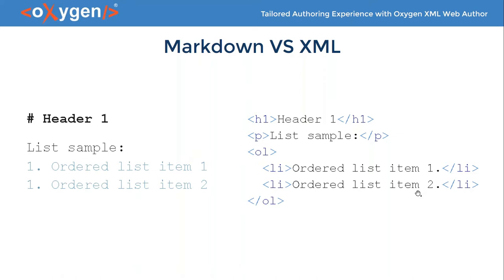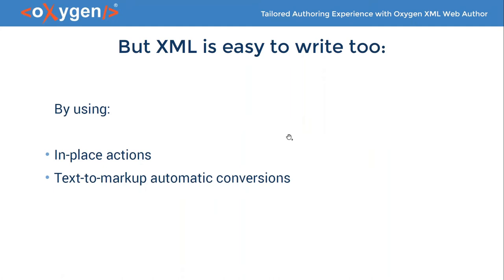The other feature can be that XML has some languages like Dita that have features like content reuse, where you can write a paragraph or a variable once and refer to it in many other documents. And in Oxygen, XML can be easy to write too, because of two features: in-place actions and text-to-markup automatic conversions.